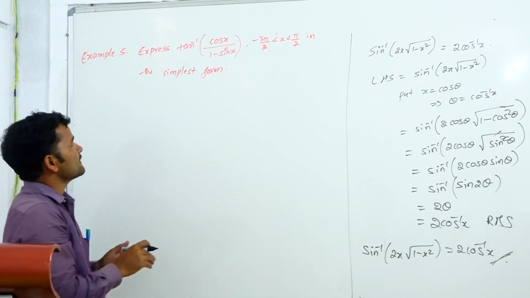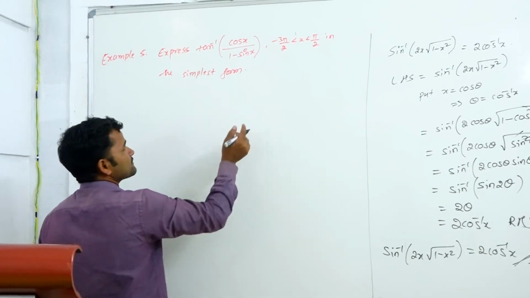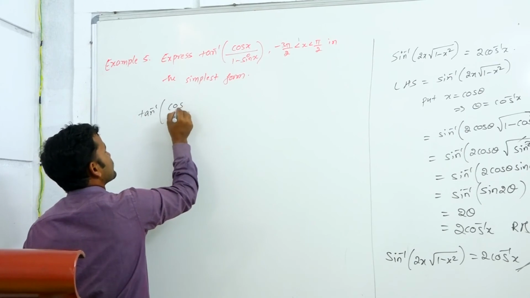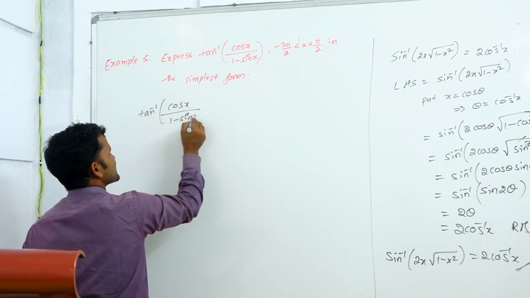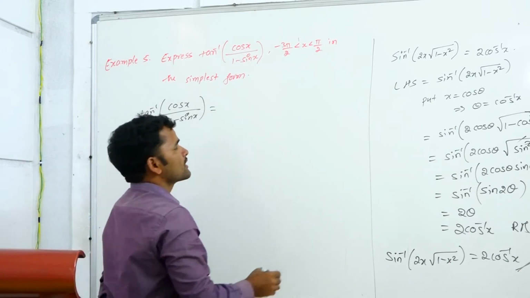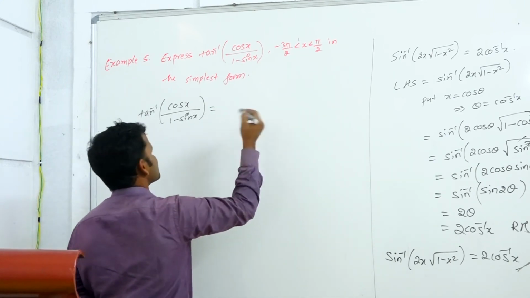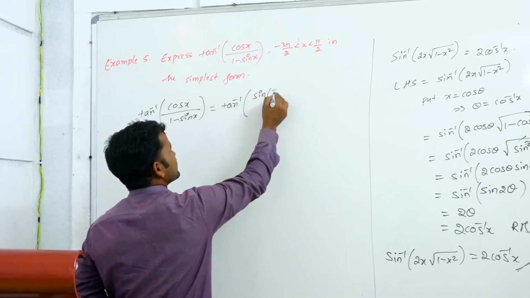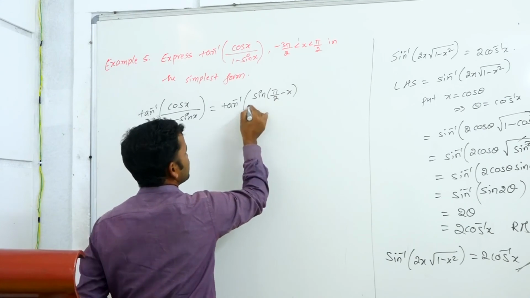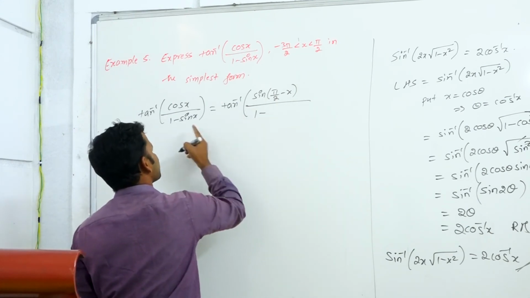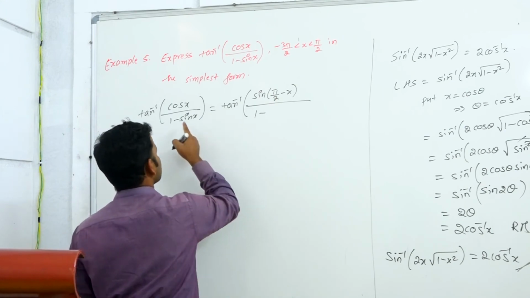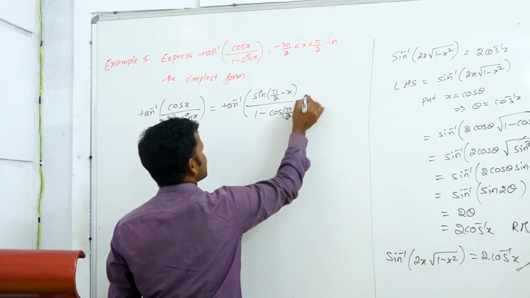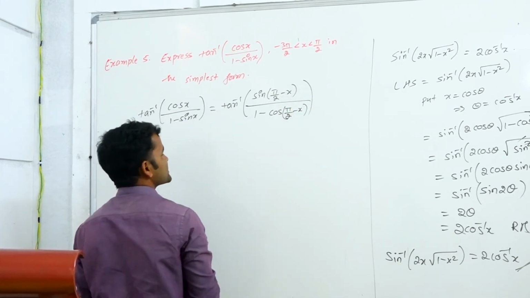Okay, here you should know the formulas. First of all, to use this, tan inverse of cos x divided by 1 minus sin x is there. Cos x I will write in terms of sin. Tan inverse of sin of 90 minus x, I can write pi by 2 minus x, divided by 1 minus, this sin I will write in terms of cos, this is cos of pi by 2 minus x. Then I will use the formulas for sin and cos.